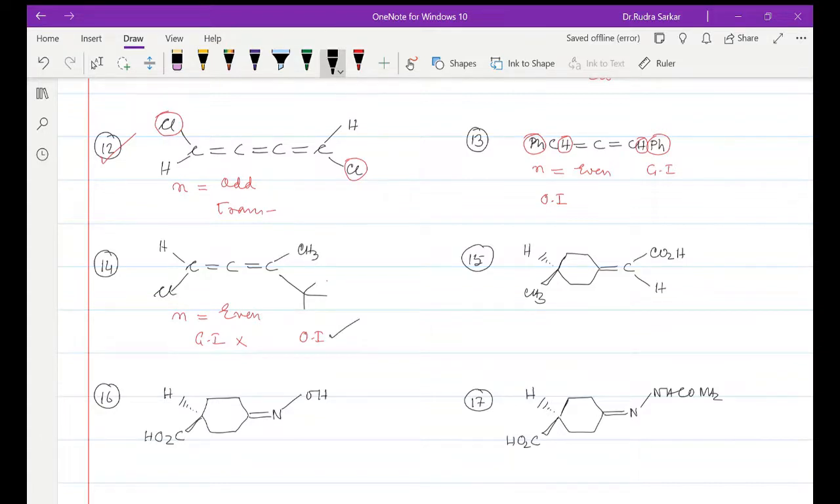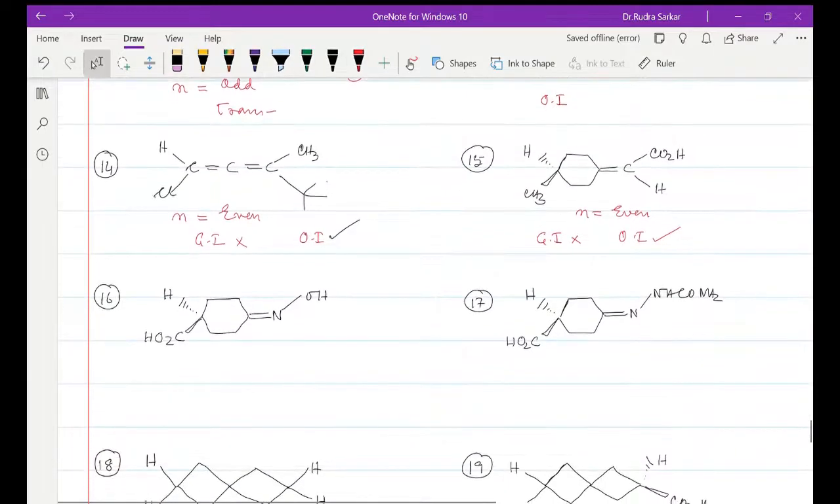Again, there is a ring and there is a double bond instead of having two double bonds. So over here also n, we will say it is even, and so GI should not be possible over here, but surely OI is possible. So molecule number 15 will be showing optical isomerism and not GI.